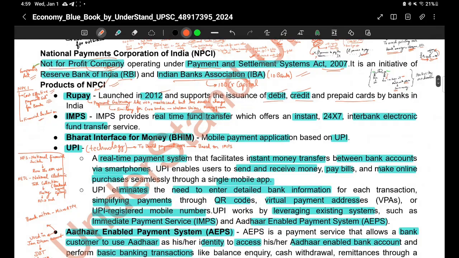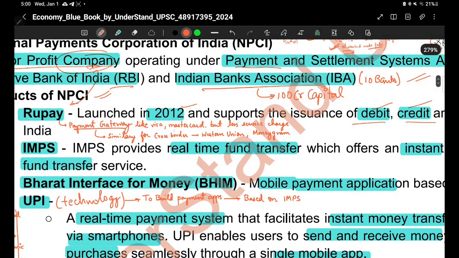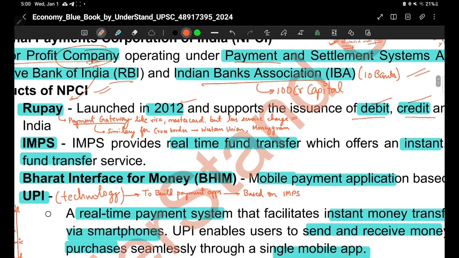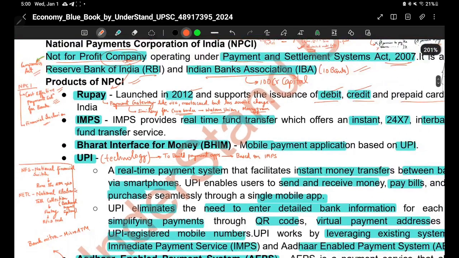Then products of NPCI. NPCI invented RuPay. What is RuPay? It is a payment gateway like Visa, MasterCard, but has less service charge. It is an Indian payment gateway. Visa, MasterCard and all, they are US payment gateways. So this is for within Indian transactions, right? Similarly, if you want to do cross-border transactions, then the payment gateway is Western Union, MoneyGram, like that.